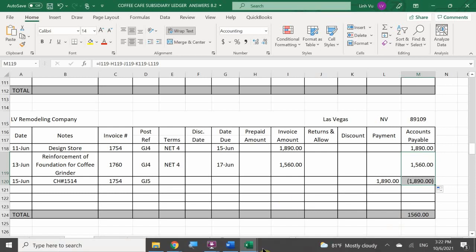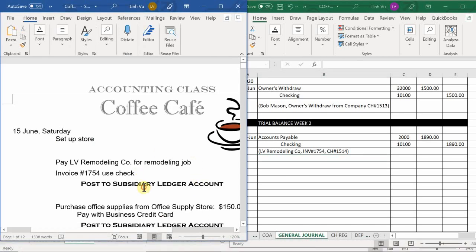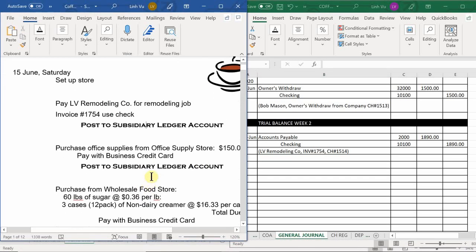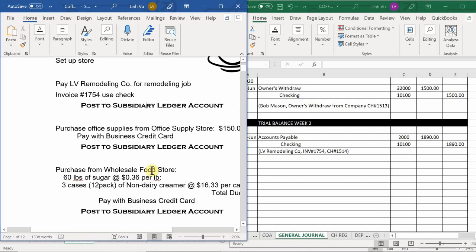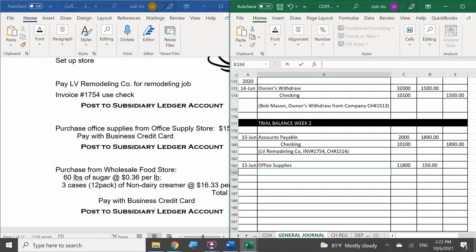So now we purchase office supplies from Office Supply Store for 150. Pay with the business credit card. So office supplies for 150. Let me see the account it is. Office supplies, 800. And you have a credit card. We pay with a credit card. Yep, good. We paid with a Visa credit card. 800 for $150.